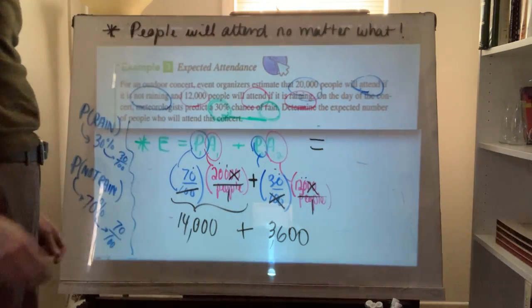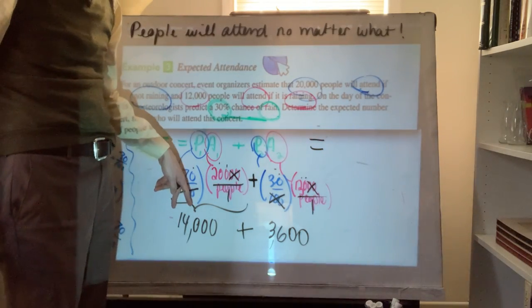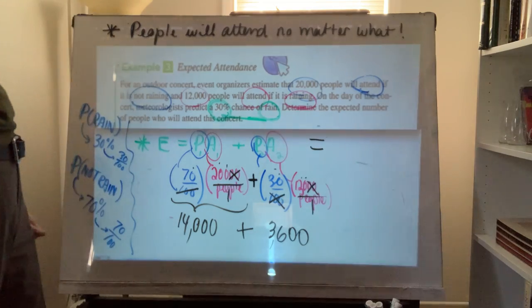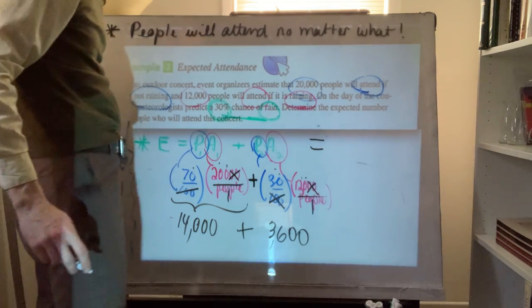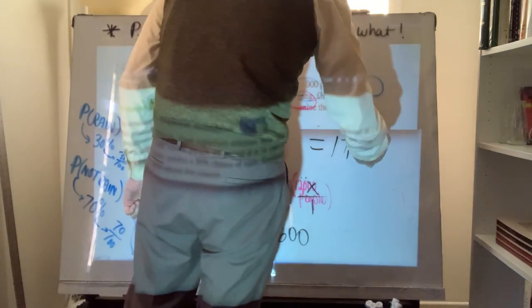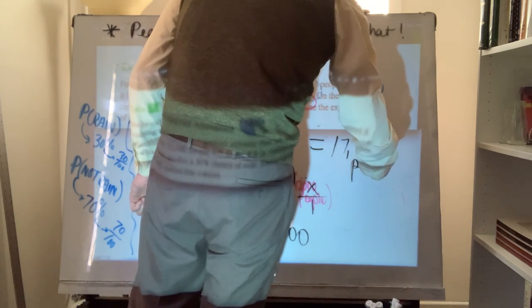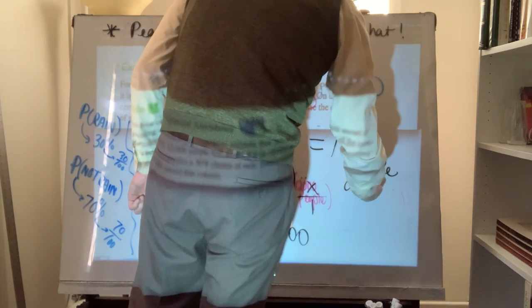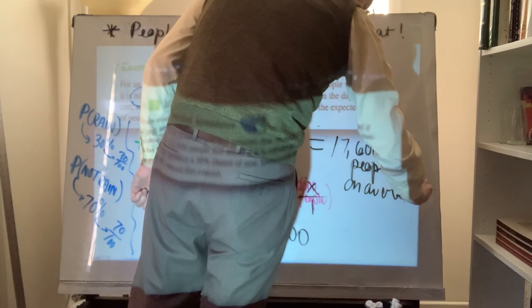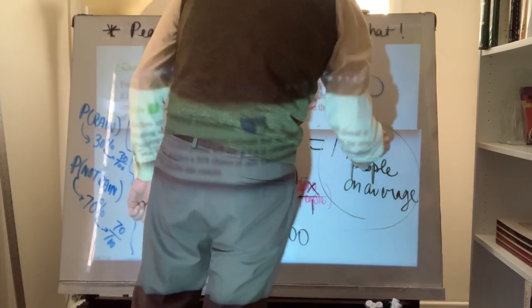So on average, if you add 3,600 to 14,000, you get 17,600 people on average will attend.